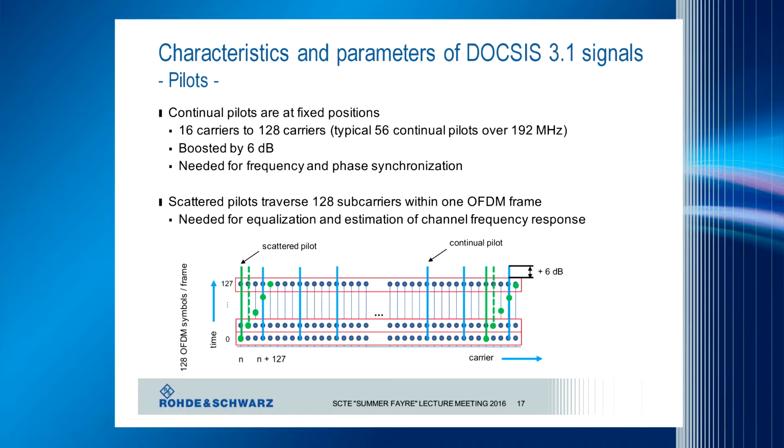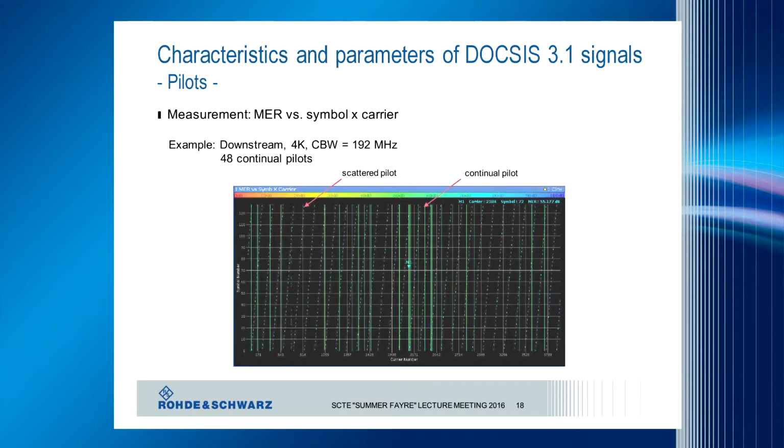The purpose of the pilots is a little bit different. The continual pilot should help a cable modem, for example, with the synchronization in frequency and phase. It's the first purpose. And the scattered pilots should help to make a kind of channel estimation regarding the frequency response. It should help the equalizer to make the spectrum as flat as possible. So here is also one of my second favorite measurements.